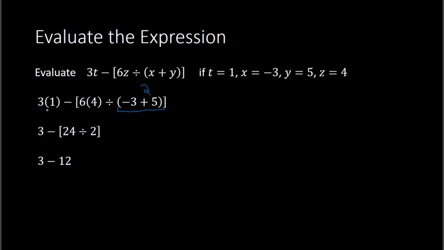Alright, and then the 3 times 1 is going to be 3. We've taken care of the parentheses and the brackets, so now we can do everything on the outside. And so we've already done that. 3 times 1 is 3. Now we can subtract 3 minus 12 to get negative 9. And that's my solution. So really the same thing as order of operations. The only thing different in this lesson is the fact now we have multiple sets of grouping symbols, not just one set of parentheses.